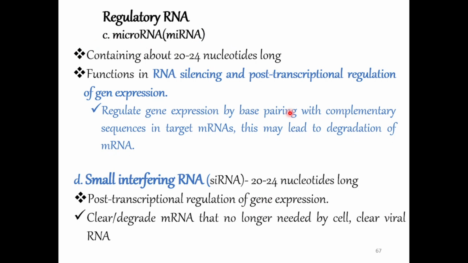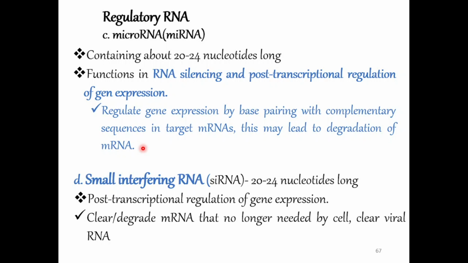The rest are non-coding and they are very important in regulation processes. They are called regulatory RNA. For example, microRNA is 22 to 24 nucleotides long. Its function is silencing and post-transcriptional regulation of gene expression. It regulates gene expression by base pairing with complementary sequences in target messenger RNA. This may lead to degradation of messenger RNA. That is the role of microRNA. It's very important in RNA silencing, again in post-transcriptional regulation.